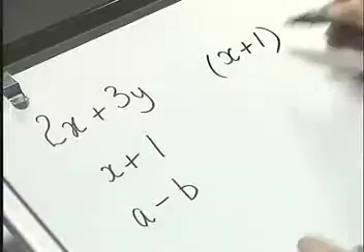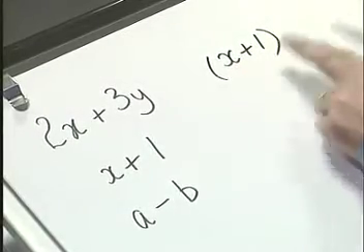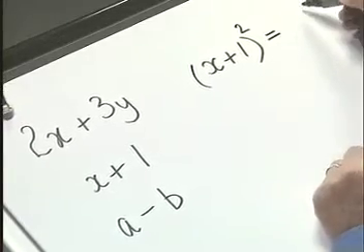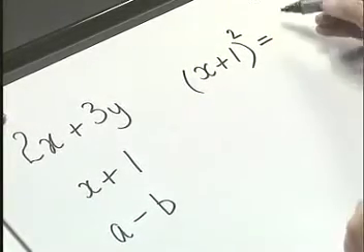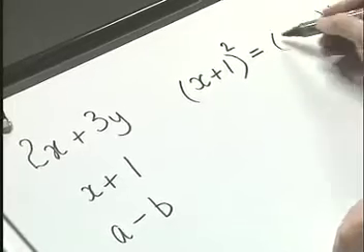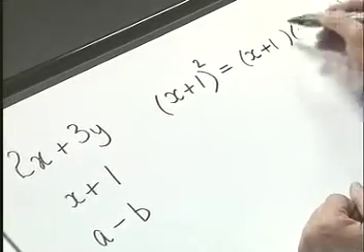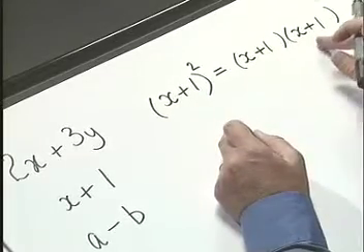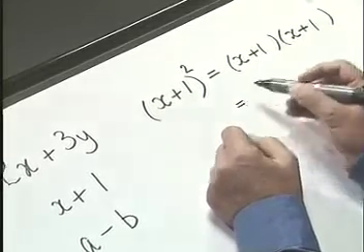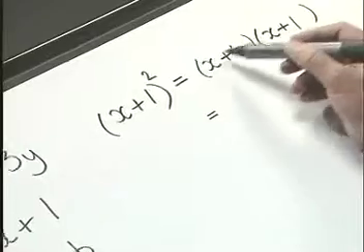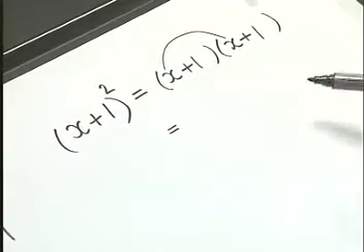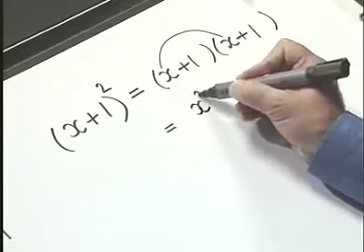You'll probably already be very familiar with working with the binomial expression like x plus 1 and squaring it. And you'll have done that by remembering that when we want to square a bracket, we're multiplying the bracket by itself. So x plus 1 squared is x plus 1 multiplied by x plus 1. And we remove the brackets by multiplying all the terms in the first bracket by all the terms in the second bracket. So there'll be an x multiplied by x, which is x squared.